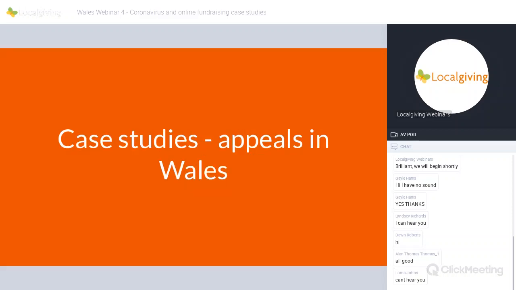Okay, so now I want to look at appeals in Wales and how those previous organizations have really raised money through their main donation page, but the following organizations we're looking at, it's specifically their appeals that they've been focusing on and raising money for something very specific and how they've communicated that.